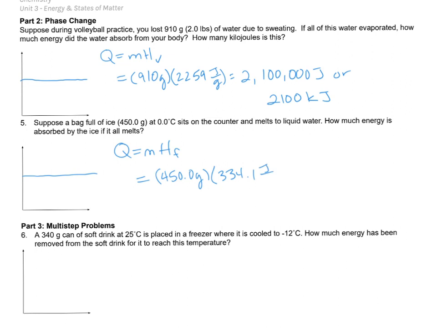334.1 joules per gram. And both of these have 4 sig figs, which means our answer will have 4 sig figs. So in regular joules, it's 150,300 joules. Or in kilojoules, that would be 150.3 kilojoules with 4 sig figs.